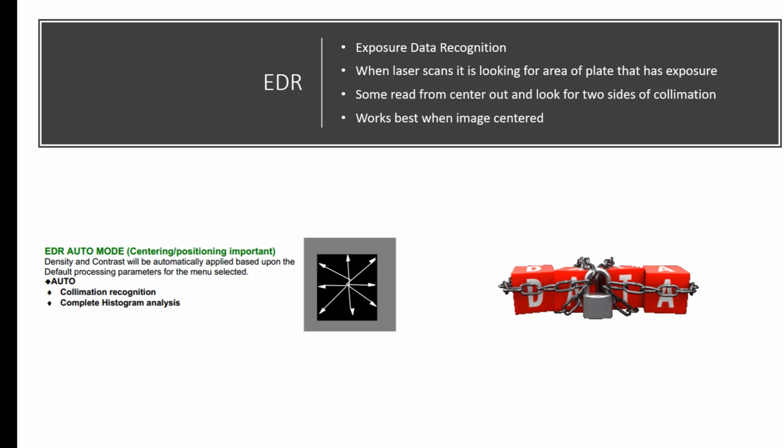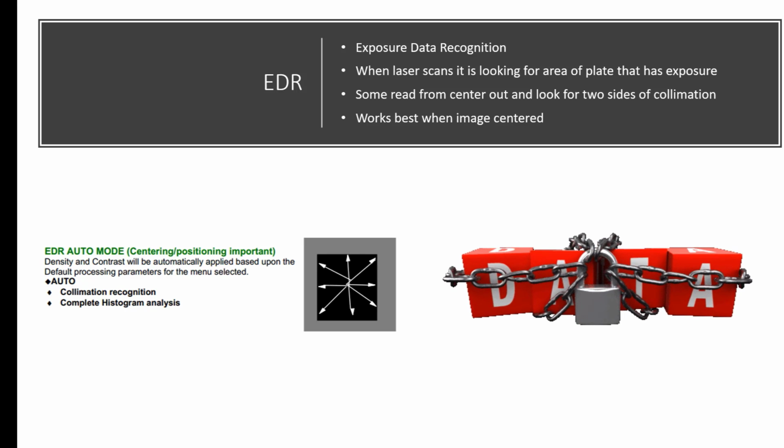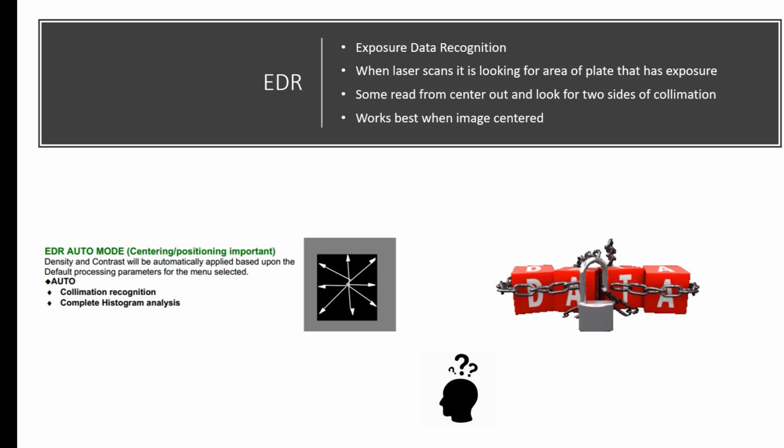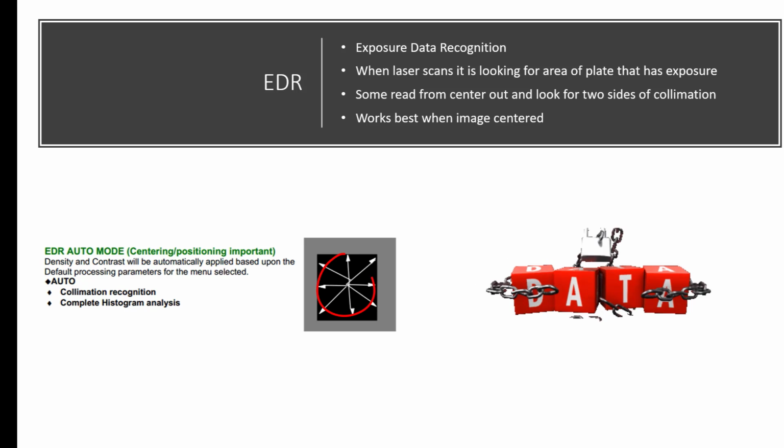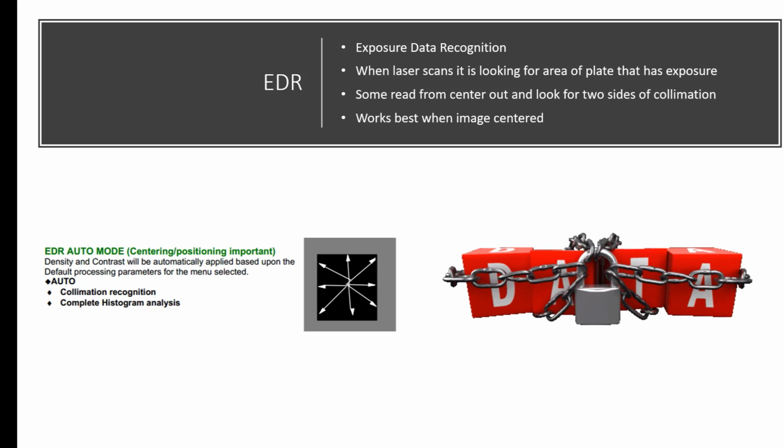So how does the modality read the image receptor? Basically, it starts in the middle and works its way out to the collimated edges. All the information that is inside the collimator is scanned for data to create the image. Everything outside the collimator is left.